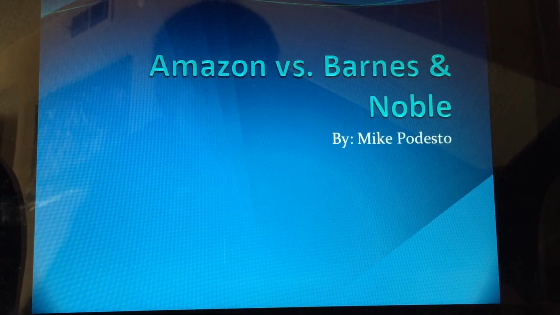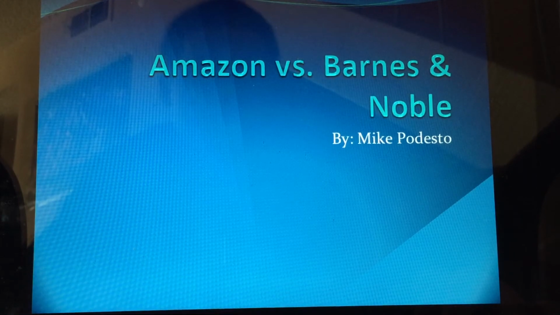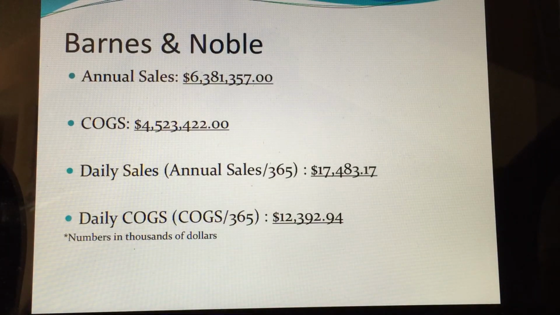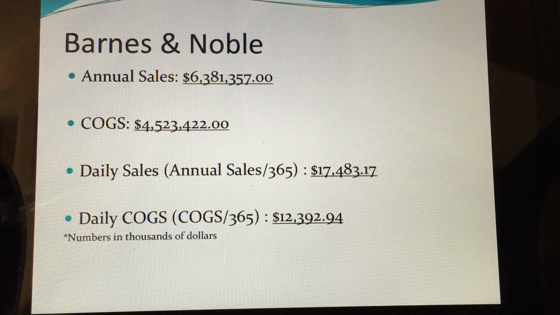So I'm doing my case study on Amazon versus Barnes & Noble, and my name is Mike Podesto. All right, so the first thing that I was asked to do was find the annual sales and cost of goods sold for Barnes & Noble. I did that by going on the Barnes & Noble website and investor relations and pulling up their annual report and looking at their income statement and balance sheet.